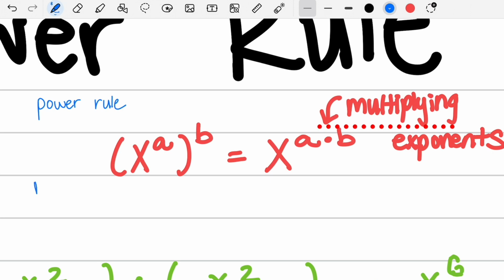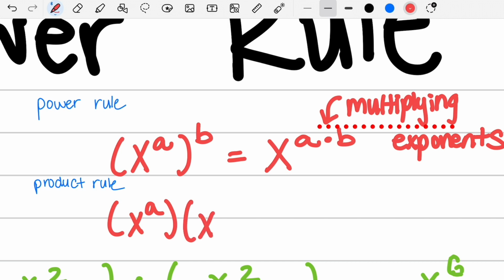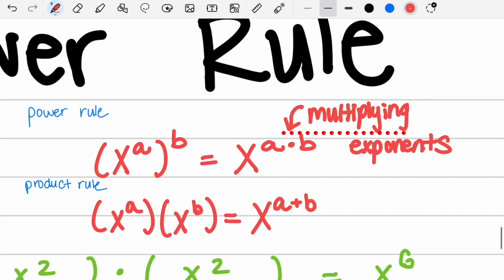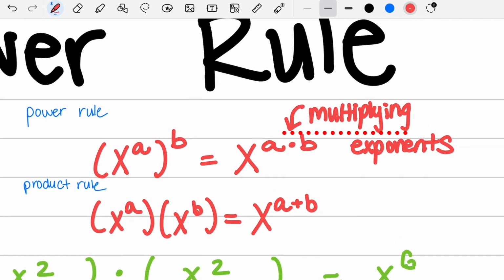And to recap, our product rule tells us that if I had x to the power of a being multiplied by another x to the power of b, then I would add them. That was my little cat Minnie. You heard her little meow. So for this, we would be adding exponents.